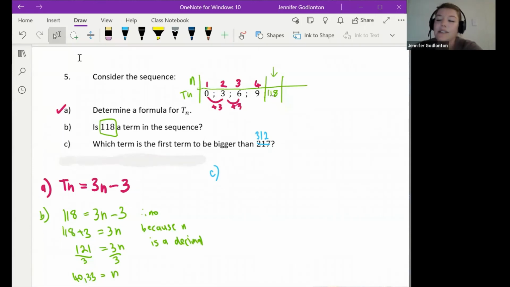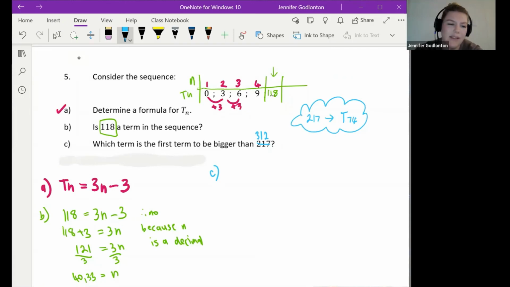So 217 doesn't work in the sense that you get a decimal. You can still be given a question like this, but I don't want to confuse you too much because of our time. But if you did manage to do the 217 one and you got an answer, just for those of you who did it, it would be term 74. For the brain buffs out there.